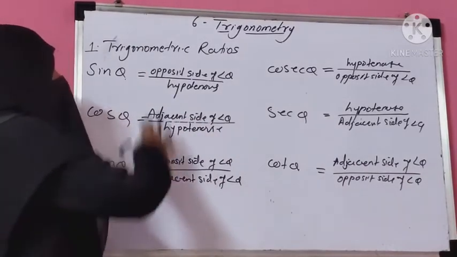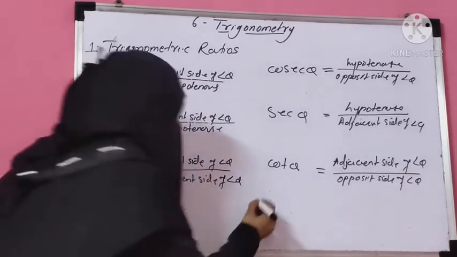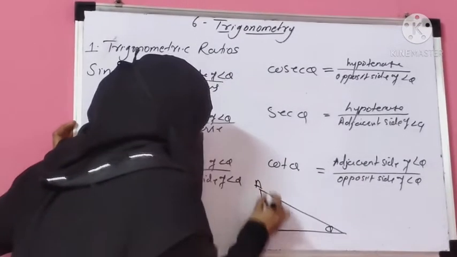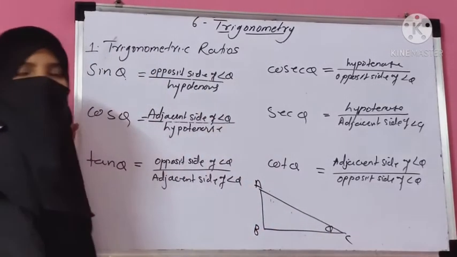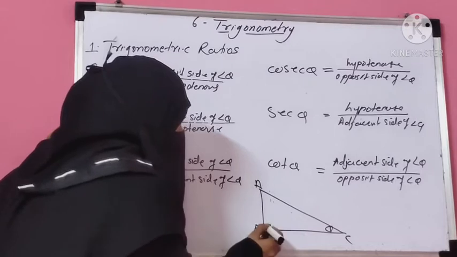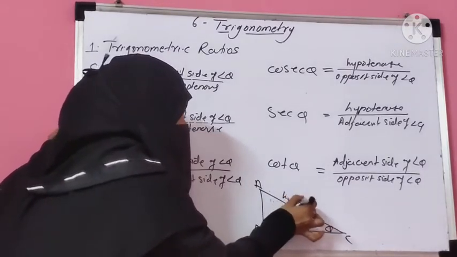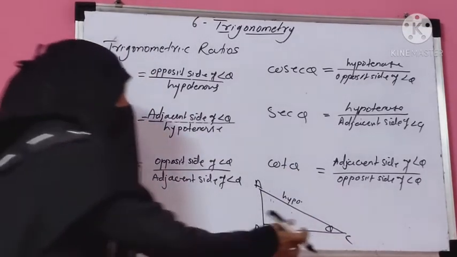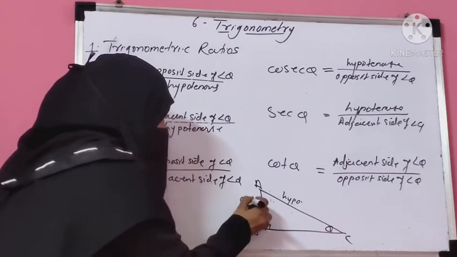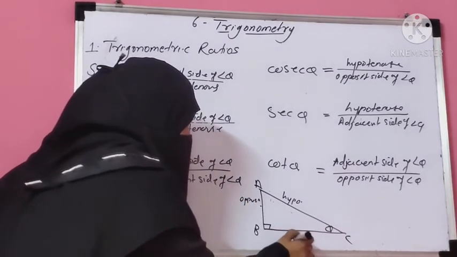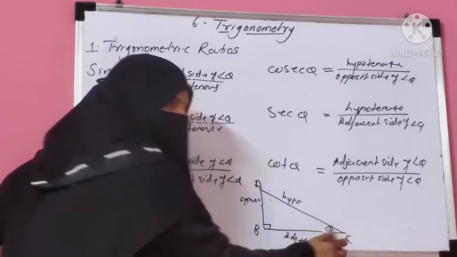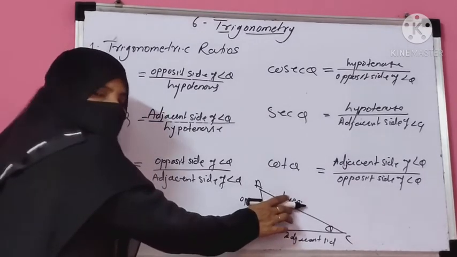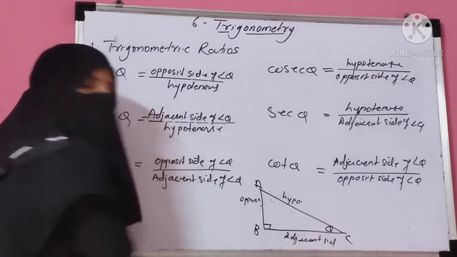Now what is the opposite side, adjacent side and hypotenuse? Suppose this is your right angle triangle ABC and here this angle is angle theta. The side opposite to the 90 degree is always the hypotenuse. You remember, the side opposite to the 90 degree is the hypotenuse. The side opposite to angle theta is its opposite side, and the remaining side is the adjacent side.